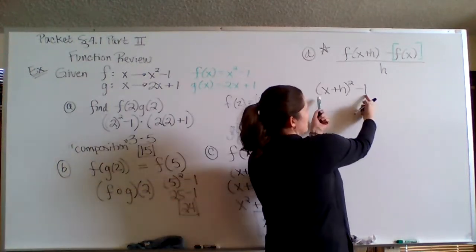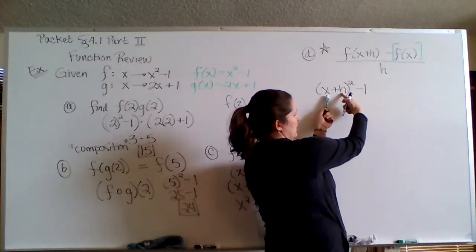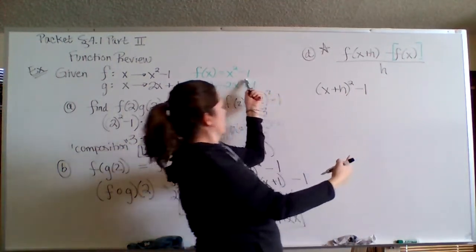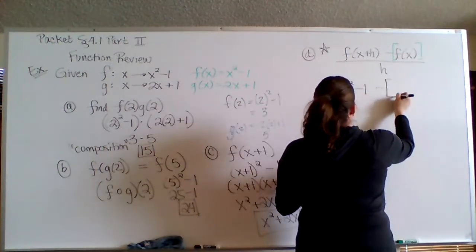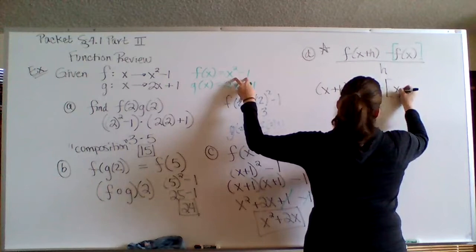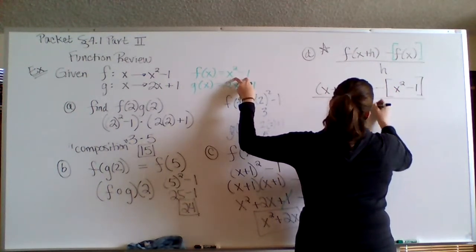So this was just the f of x plus h part. We're replacing x with the whole quantity x plus h. This had no x attached to it, that's why it's just a minus 1. We're subtracting big brackets, the original f of x rule, x squared minus 1. And all of that's divided by h.